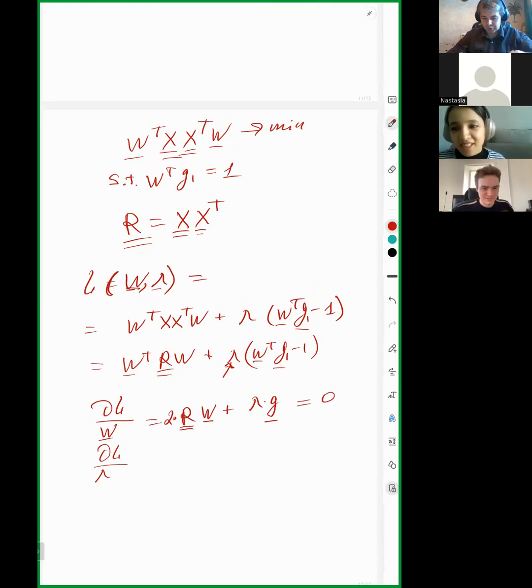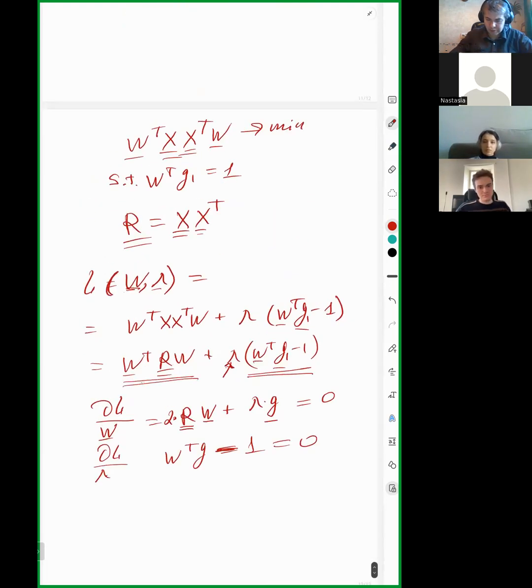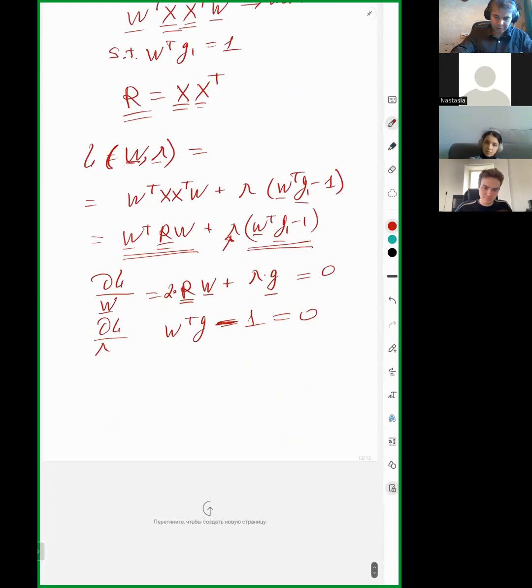So therefore you just have to also take the derivative with respect to this Lagrange multiplier. And if you have multiple constraints, then you have multiple Lagrange multipliers, like 3 or 4 of them. But just approach it mechanically. Clearly the derivative with respect to lambda gives you W transpose G minus 1, and you want this to be equal to 0, because the other term doesn't depend on lambda. The only thing that depends on lambda is this one, and lambda is just a number, multiplied.